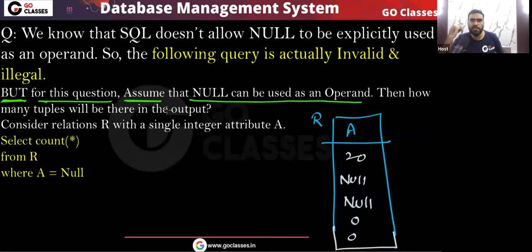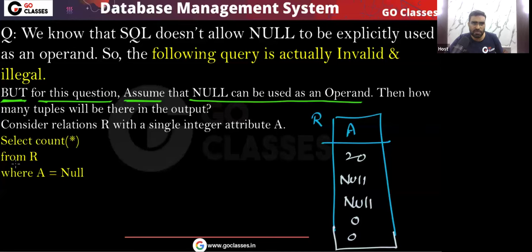Remember, this type of question has come in the GATE exam, GATE 2002 or GATE 2004, where they are assuming something which is not in SQL. In this question, we are assuming something which is not allowed by SQL. Similarly, in a GATE exam question, they were asking to assume something which is not allowed in SQL. That is the reason I am taking this question. So you tell me the answer.